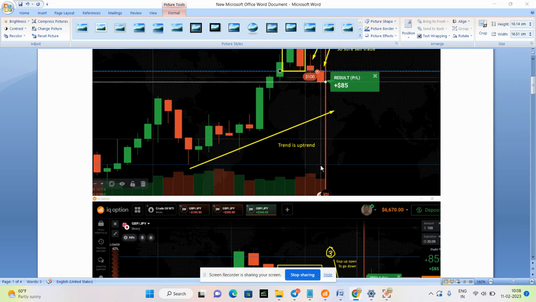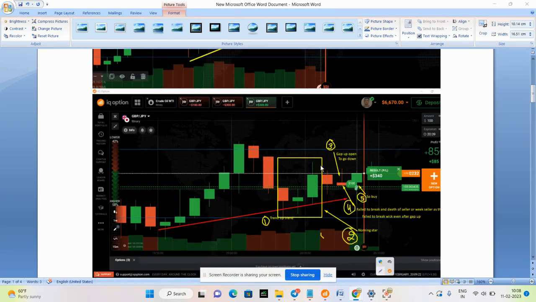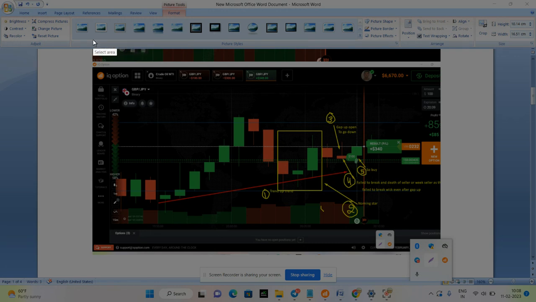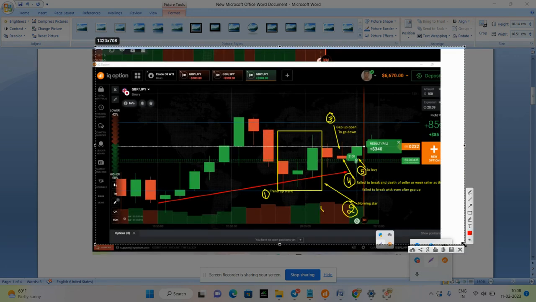Okay, let us see the next trade. In this picture also, till here, the trend is uptrend, and here we got the morning star pattern. This is the morning star pattern and this is its key level.